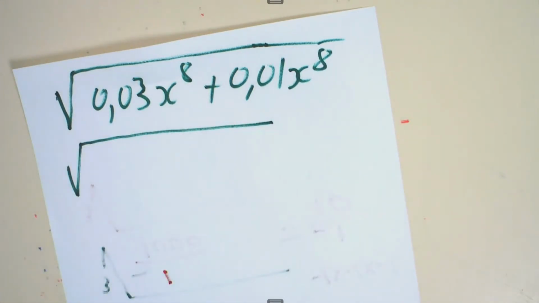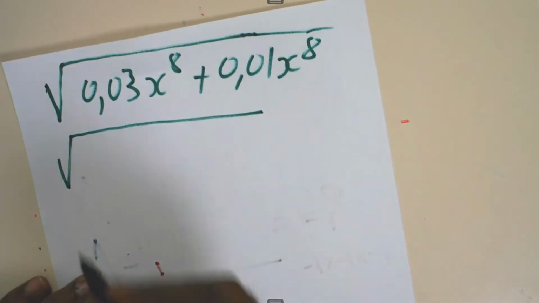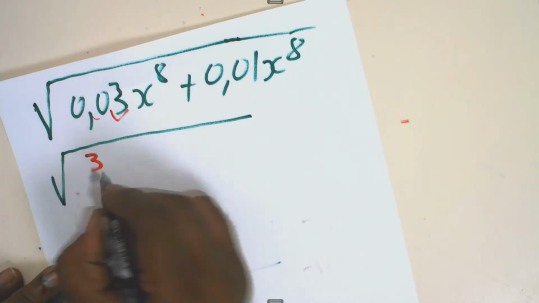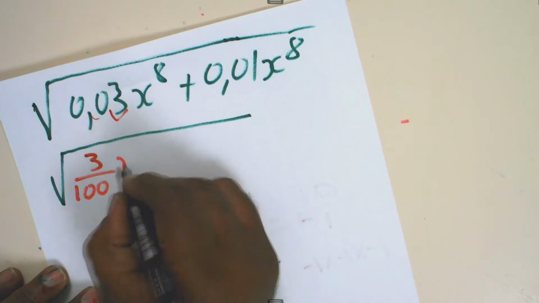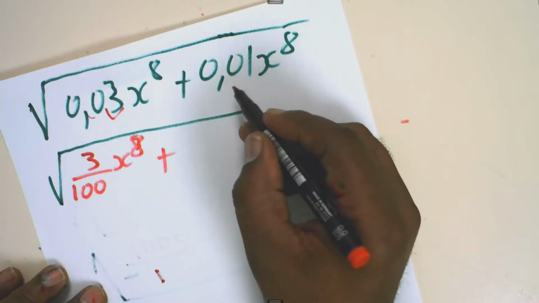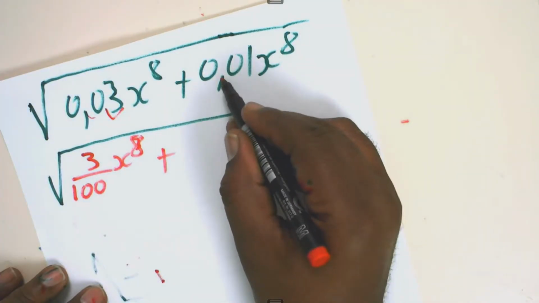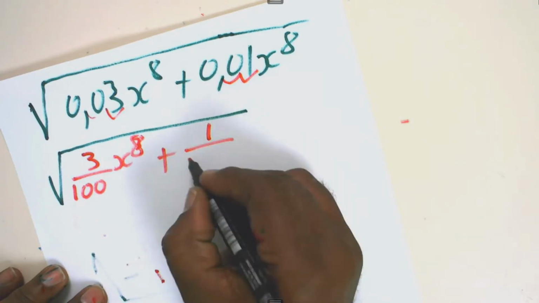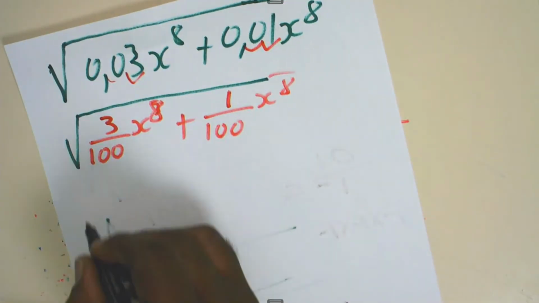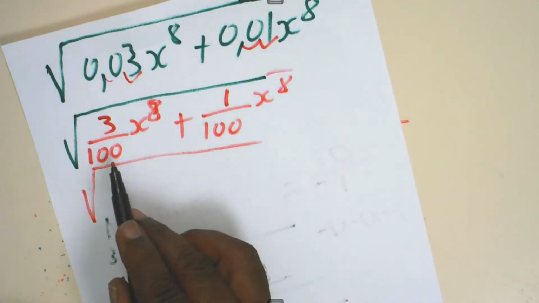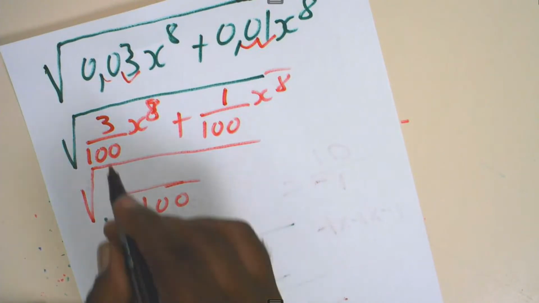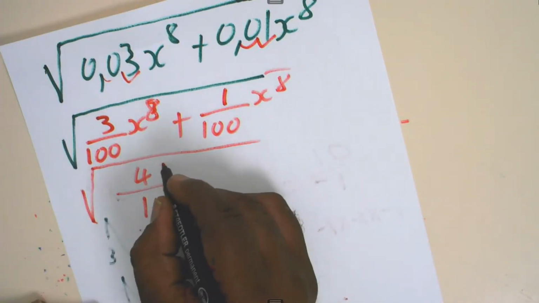What was my suggestion? Let's change them first to common fractions. How do we do that? Let's move the decimal comma. How many times? 1, 2. Therefore, it's 3 over 100. We want a whole number, so we move the decimal comma 1, 2 for the second term too, giving 1 over 100, x to the power 8. We have our LCM, our commonality, which is 100. 3 plus 1 is 4, x to the power 8.